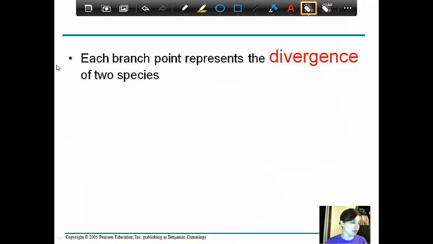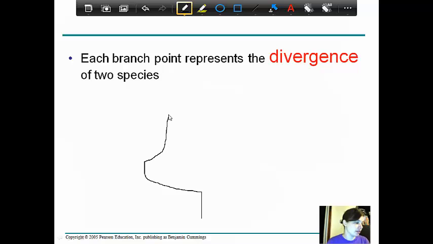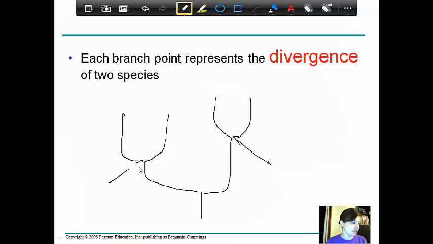So on your little diagram of your phylogenetic tree, maybe you did something like that. This one goes up to here. Label each one of your branches a divergence between two different species. Again, they went down different evolutionary paths at that point.